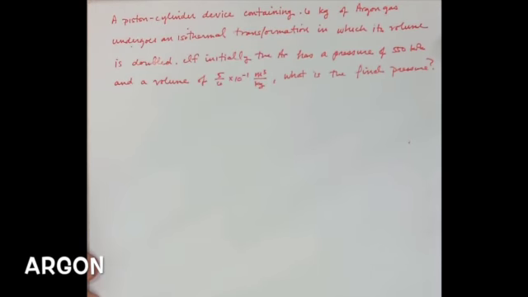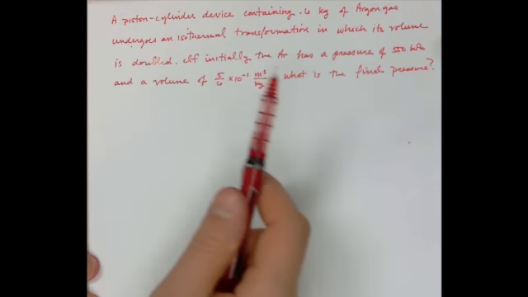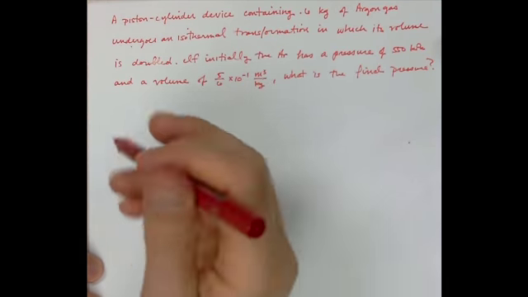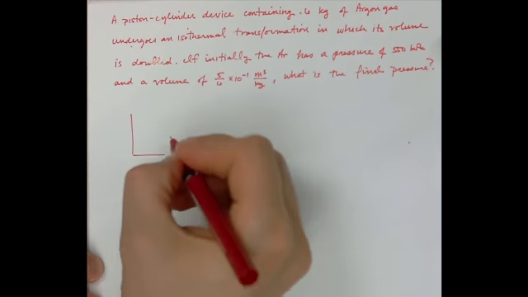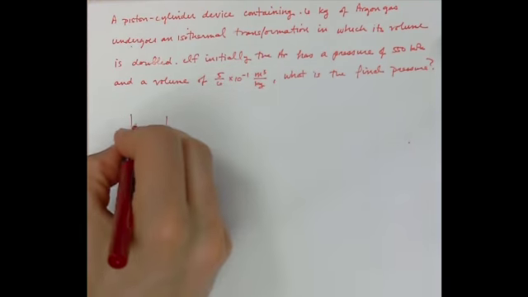Alright, in this problem we're asked to look at a piston cylinder containing argon that undergoes an isothermal transformation. So let's begin by, after reading the problem statement, drawing a picture. We're told that we have a piston cylinder device, so drawing the cylinder and then the piston.